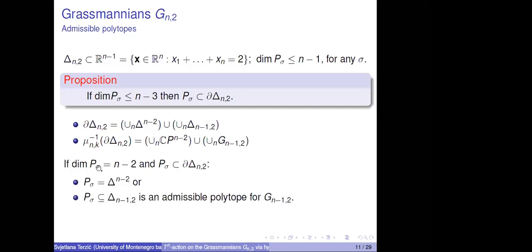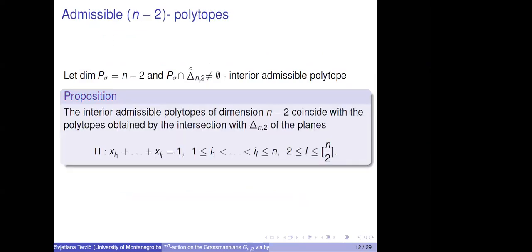Now I am going to talk about admissible polytopes. An admissible polytope P_sigma may intersect the interior or belong to the boundary. If it belongs to the boundary, then it is either this simplex or it is some admissible polytope for G_n-1,2. So we can restrict, as I said, to the case when we consider admissible polytopes which intersect the interior of Delta_n,2. Such admissible polytopes we call interior admissible polytopes.